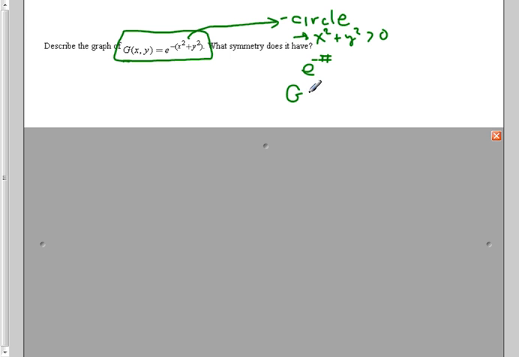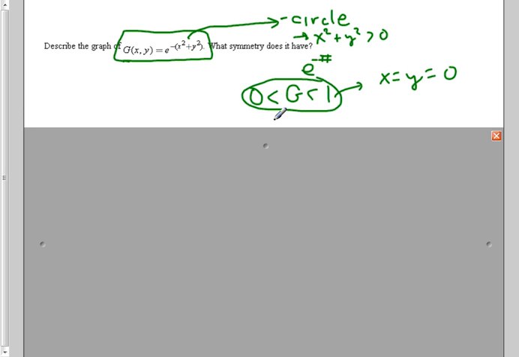So what does that mean? That means that g, well, it could be 0, so e to the 0 is 1. Otherwise, e to a negative number is going to be less than 1. So our g value is always less than or equal to 1, but greater than 0, because e to something is always greater than 0. So when will it be the biggest? When is it going to equal 1? It's going to equal 1 when x and y are both 0.